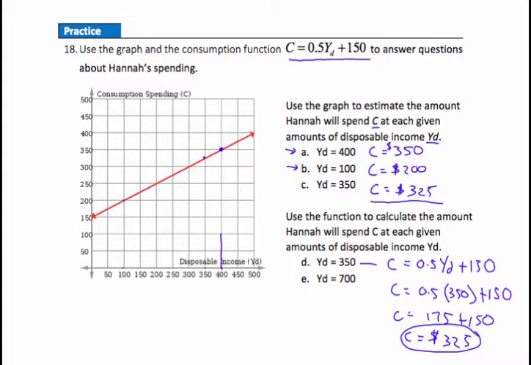Now the second one, her disposable income of $700. So Hannah's starting to make more money. Notice that goes off the graph, but we can still use the function here. So we're going to have this 0.5 now times $700 plus 150. Okay, half of 700 is going to be 350. And 350 plus 150 is going to give us $500.